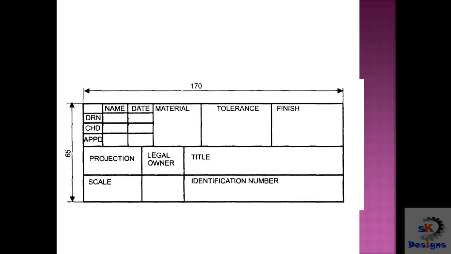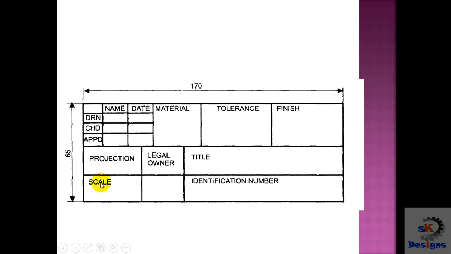The next thing is the title block. This is the general, default title block which we use very widely. The title block should be 170 mm by 65 mm. In the first block it should have name and date: who has drawn the sheet and on which date, who has checked it, and who has given approval. This detail should be mentioned in your title block. Along with that, your projection method should be included. It is very important, because when anyone sees the drawing, they will see at first glance in which projection we have created it.